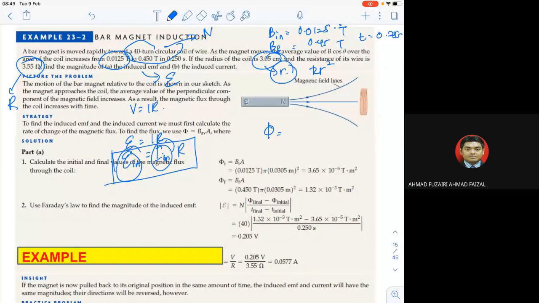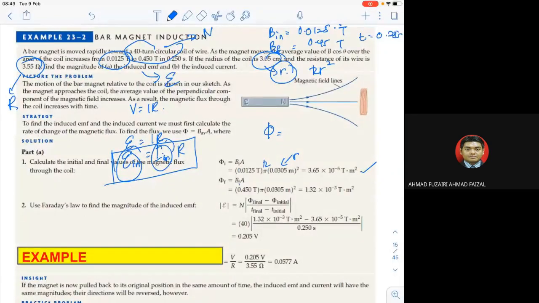Area, we need to calculate pi r squared, and this is r. This is pi, this is squared, so pi r squared. Then you can get 3.65 × 10^-5 Tesla meter squared, or Weber. And then for the final part, we'll have a final magnetic field of 0.45 times pi r squared, the same area. In the end, you can get 1.32 × 10^-3 Tesla meter squared.